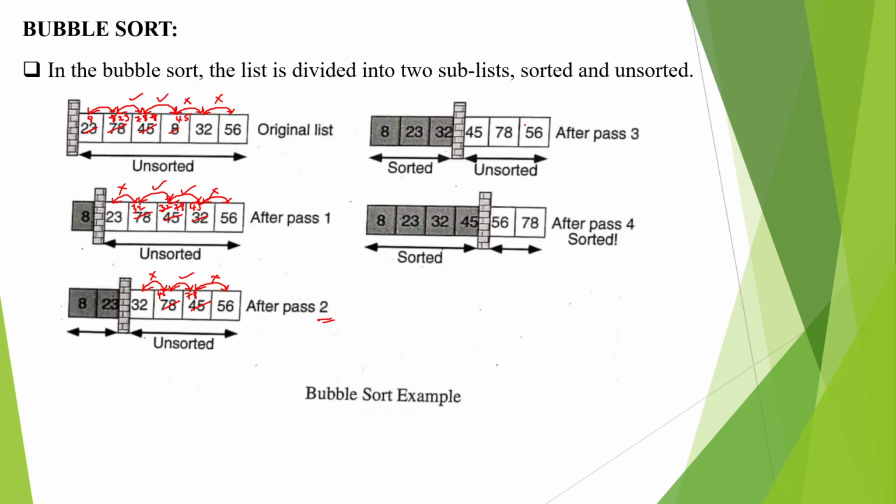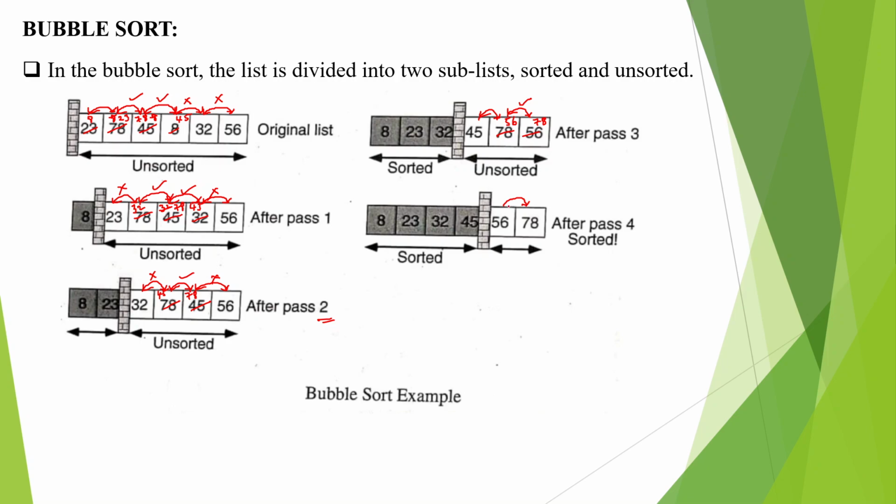Okay, 78 and 56. Between these two, 56 is smaller, should be on the left side. So swapping is required. So 56 will come here, 78 will go here. Now between 45 and 56, 45 is smaller, already on the left. Don't perform any swapping. So now 45 automatically bubbled to the beginning of the list. Now move the imaginary wall. The imaginary wall will come like this. Now we have only 2 items, 56 and 78.